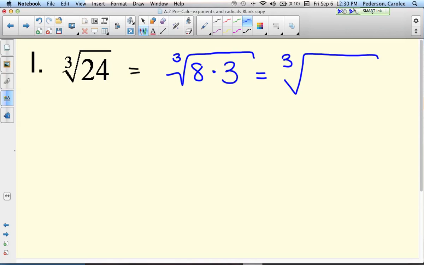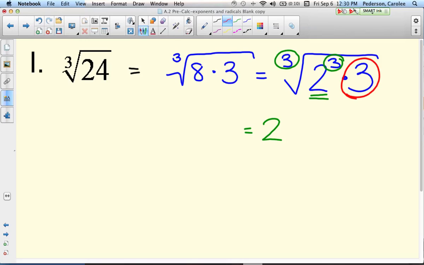as 2 cubed. Now, since our index is 3, we're looking for anything raised to the third power, which is this 2. So the 2 gets to pop out, but my 3 has to stay underneath because it's not raised to the third power. So I have left 2 cubed roots of 3.